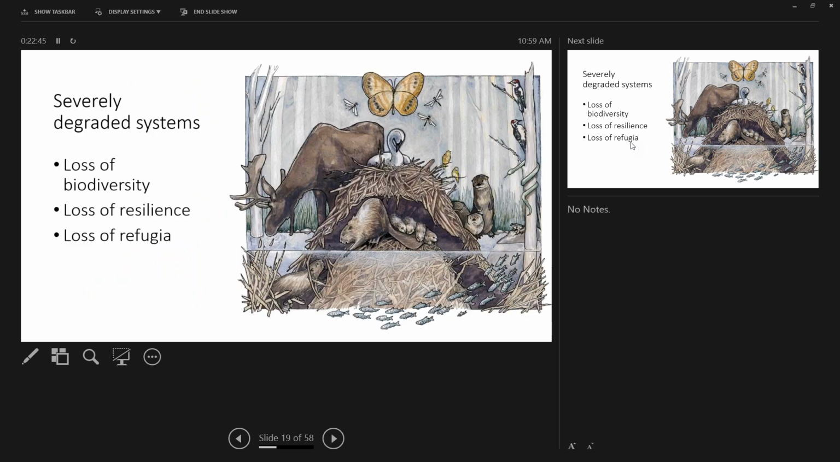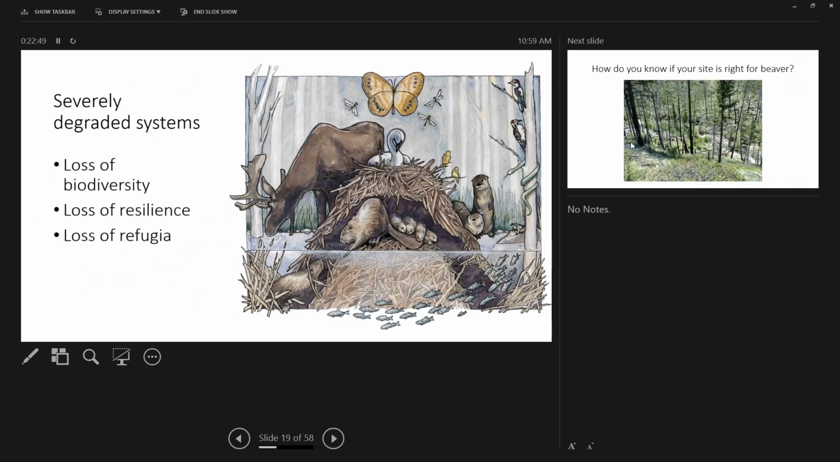Okay, so also in the degraded systems, you're losing biodiversity, you're losing resilience for the future, and refugia for climate-sensitive species, which not all species are, but a lot of them are, and ones we really care about.